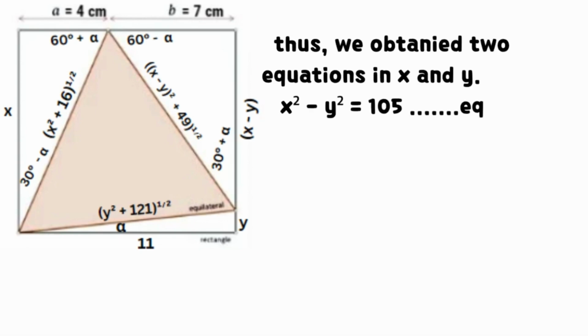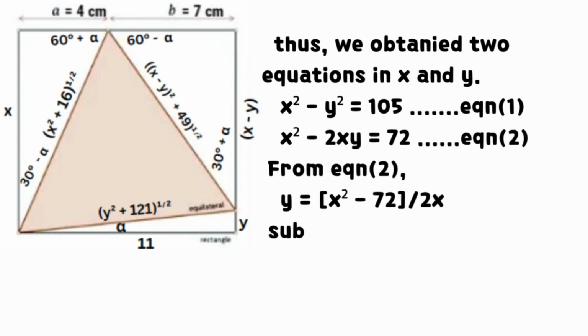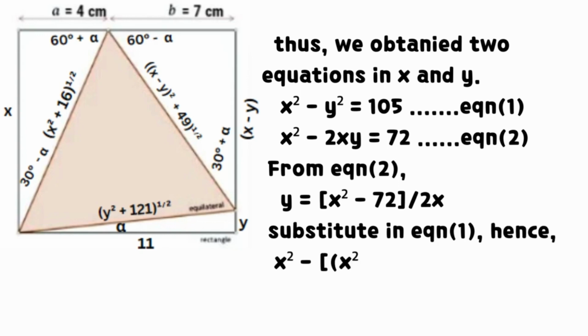Now that we have obtained two equations in x and y as shown on the screen. From equation 2, we have that y equals the square of x minus 72 all divided by 2 times x. Substitute it in equation 1. Thus, we obtained an equation in x alone as shown on the screen.